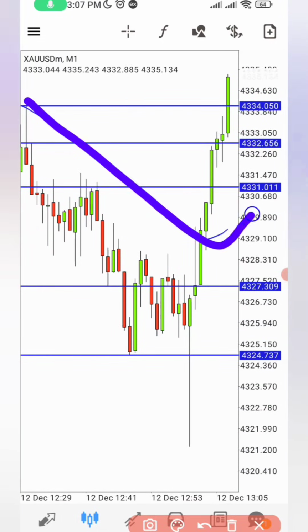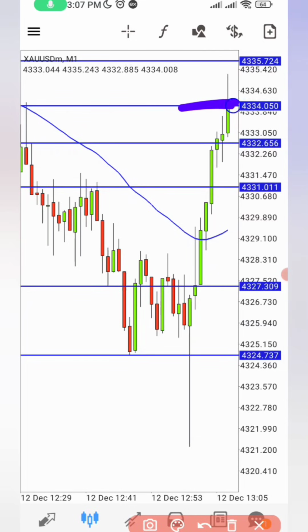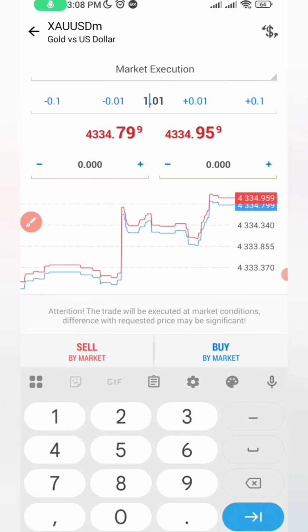You can see now the market is above. We haven't had any retracement yet. You trade what the market is giving you. Here we have the market right around here. So if it closes above here also, that means the pressure is still going up. So we need to enter right now.